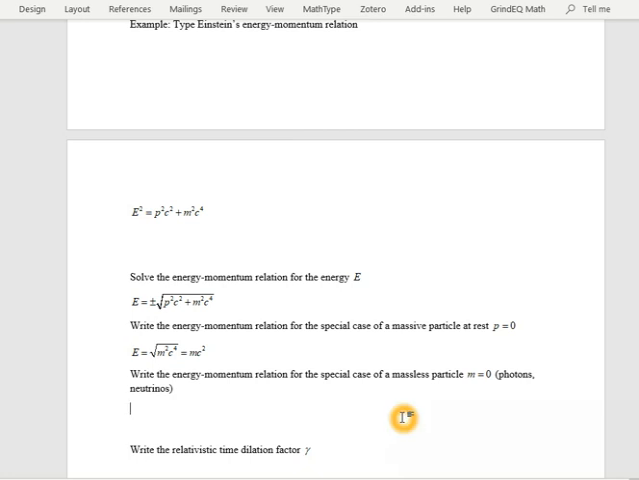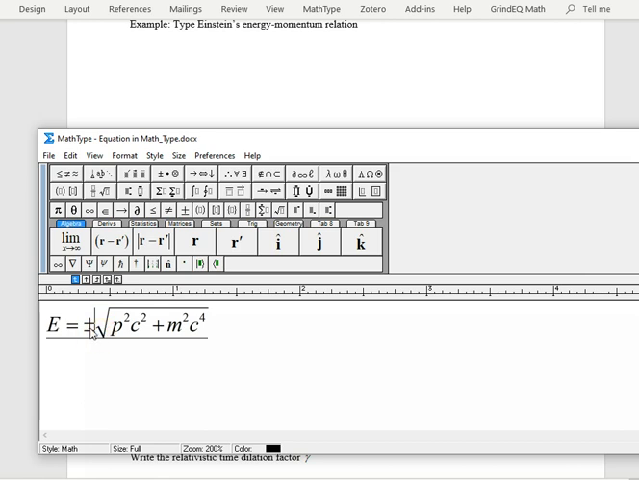Next, we want to look at the energy-momentum relation for the special case of a massless particle with zero mass. For example, for photons and neutrinos, we often use this expression. Once again, I'm going to take the positive square root. And now we have a massless particle, so this term is 0. And we simply have E is equal to pc. So the momentum of a massless particle is given by its energy divided by the speed of light.